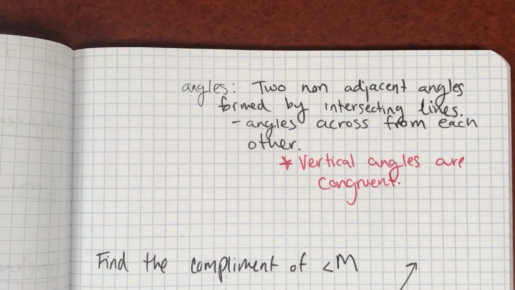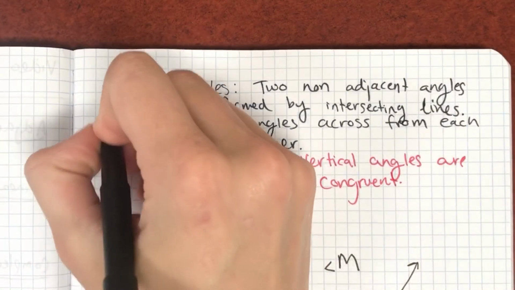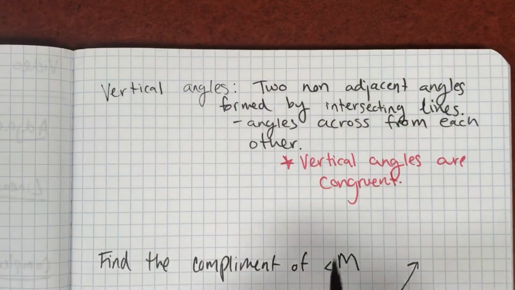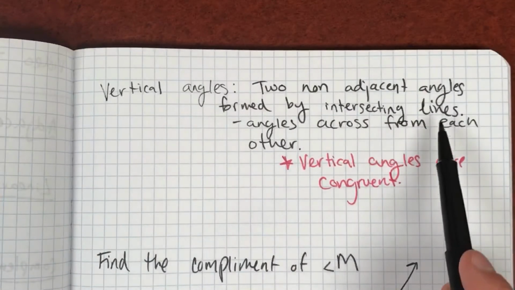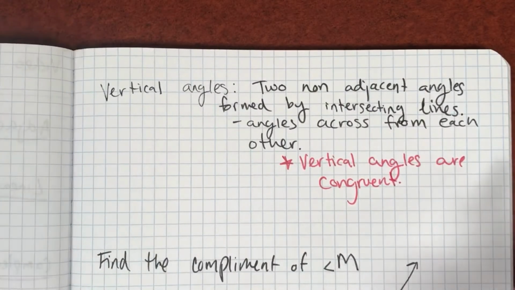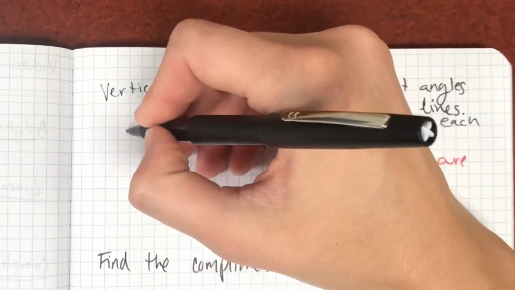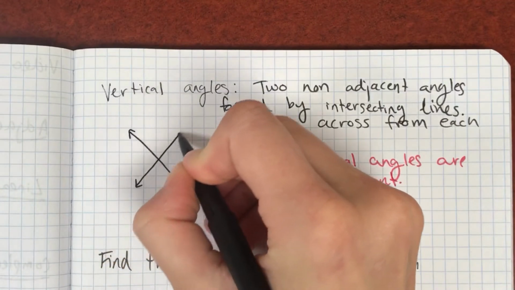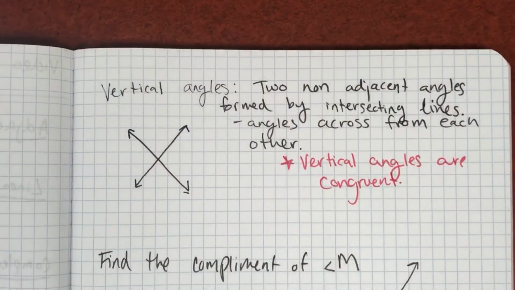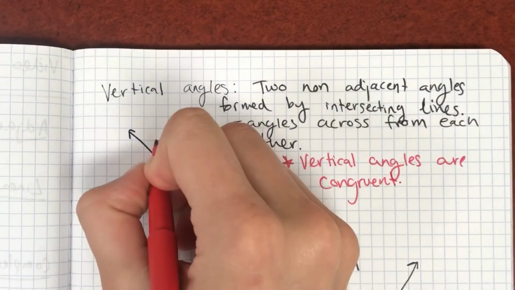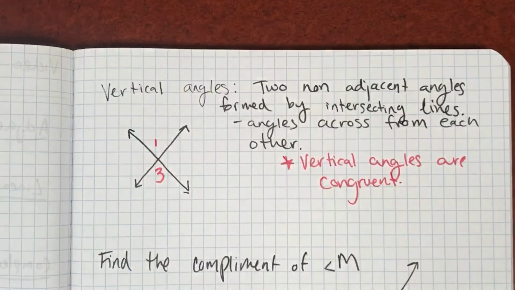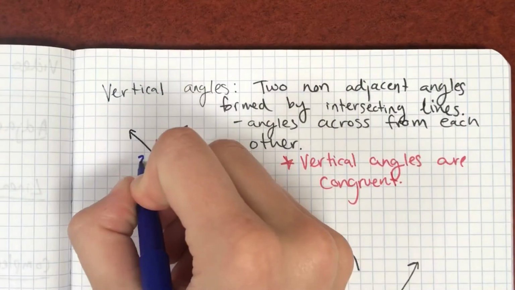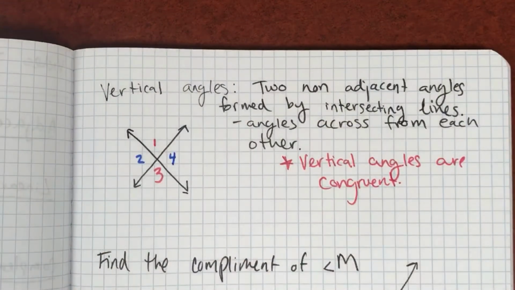All right, the next part are vertical angles. Okay, they're two non-adjacent angles formed by intersecting lines. So basically, they're just angles that are across from each other. All right, so let's call this 1 and 3, those are vertical angles. And 2 and 4, those are vertical angles.